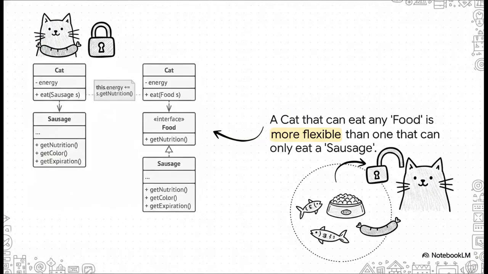This is just a perfect way to visualize it. If you build a cat that can only eat a sausage object, well, that cat's stuck. But if you design your cat to eat anything that behaves like food, anything that fulfills the food interface, then you can introduce fish or kibble or whatever later on, and you never have to change a single line of code in the cat class. It's that flexibility that we're after.